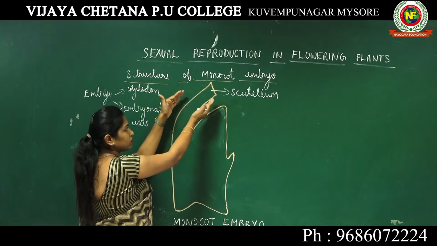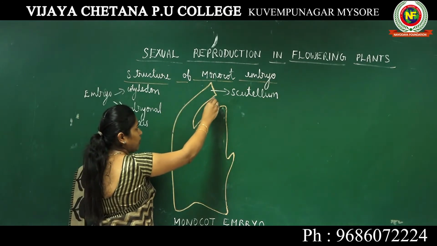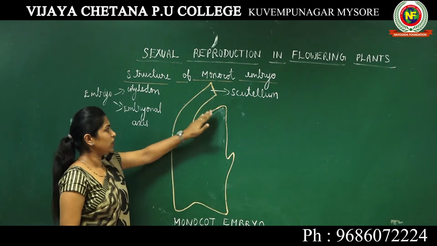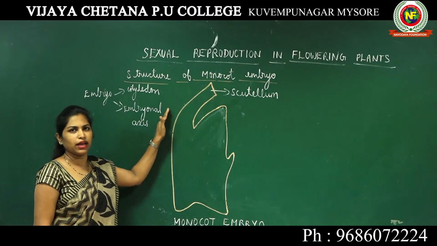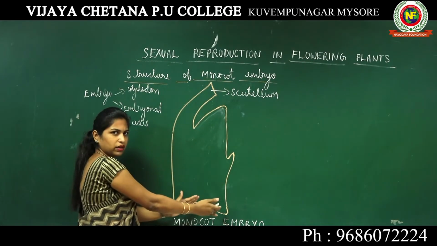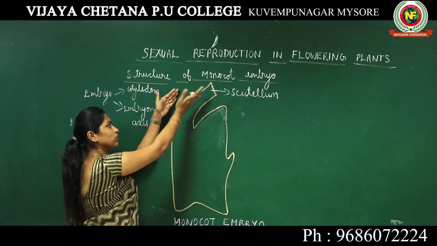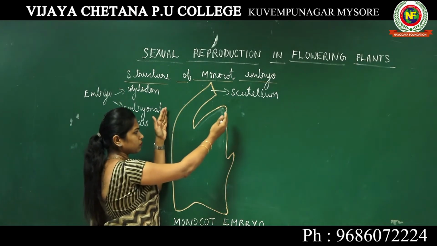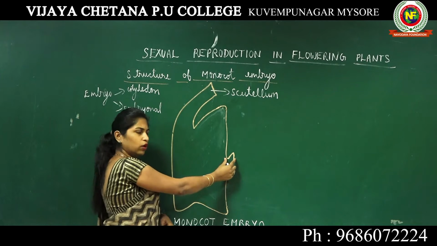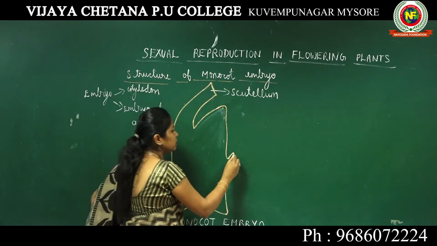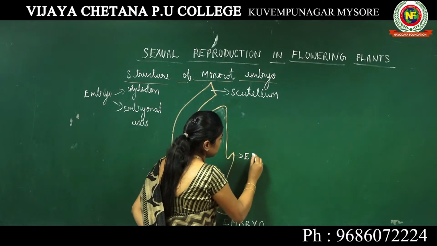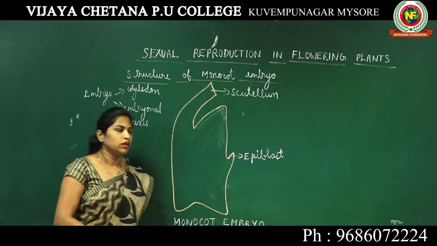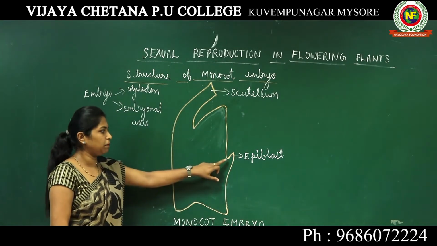Here the scutellum, when you compare it to the embryonal axis, is present on the lateral side of the embryonal axis. If you see, this part is embryonal axis, and scutellum is present on the lateral side of the embryonal axis. Now here you can see a small outgrowth in this region of the embryo. This part is referred to as epiblast.